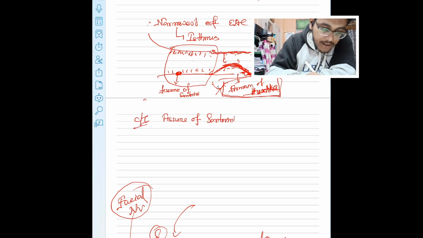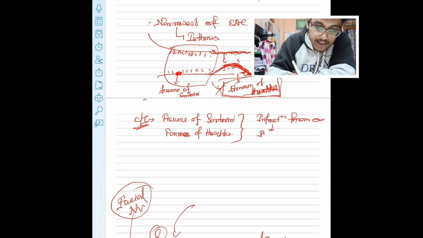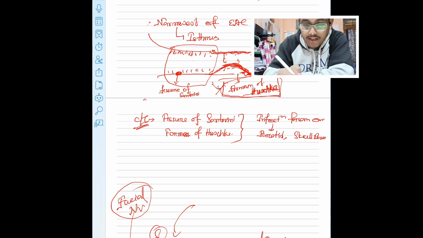What is the clinical importance of the fissure of Santorini and the foramen of Fusca? Through these two, infection from the ear can reach surrounding areas like the parotid or skull base. And vice versa, infection from the parotid can come to the ear.